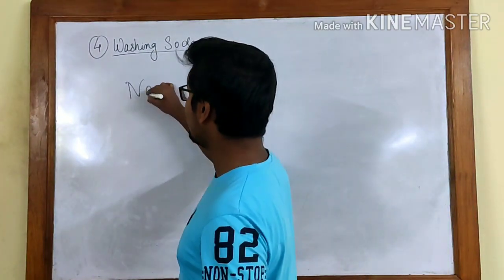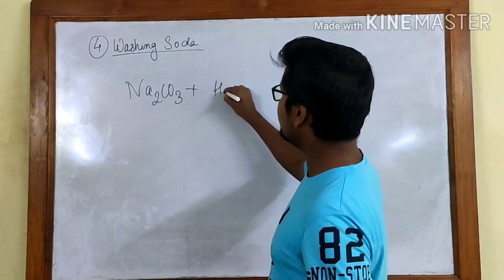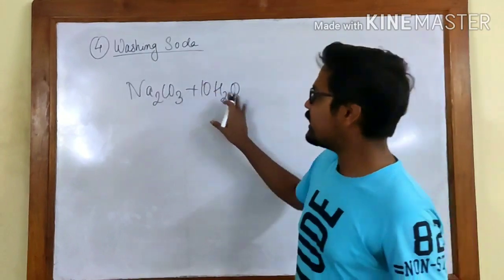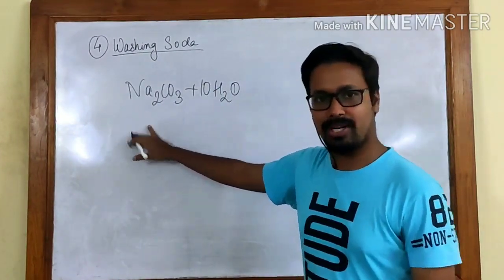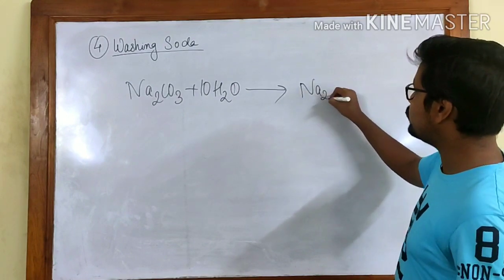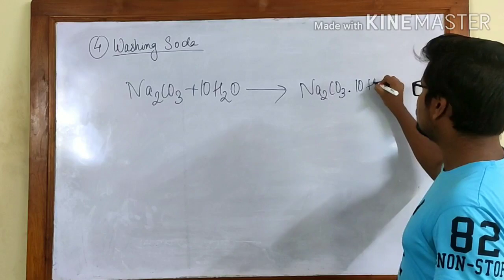So we will have sodium carbonate, which is Na2CO3, and we are going to react it with water. So if we have 10 molecules of water, then we are going to react 10 molecules of water with sodium carbonate. And the reaction that we get is something like this. It is Na2CO3·10H2O.